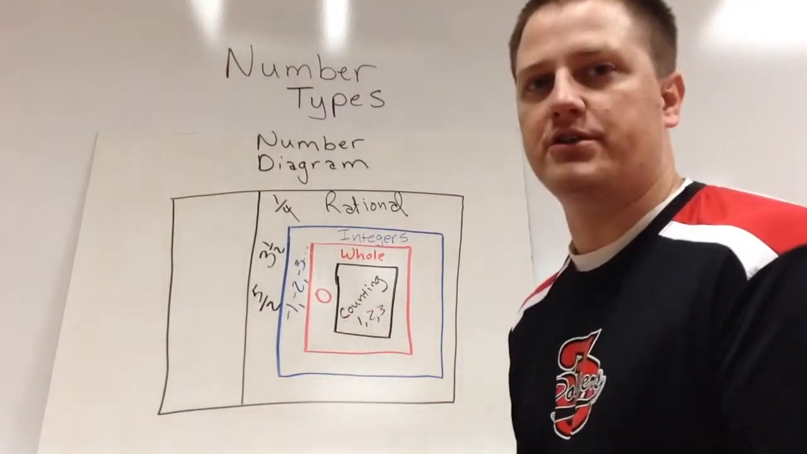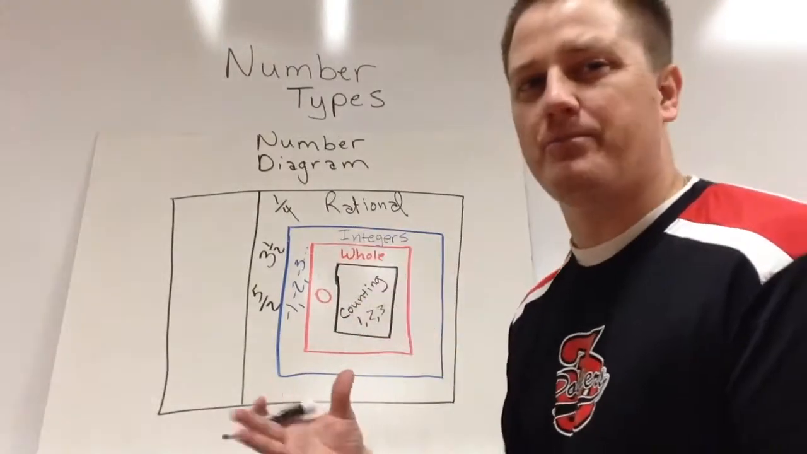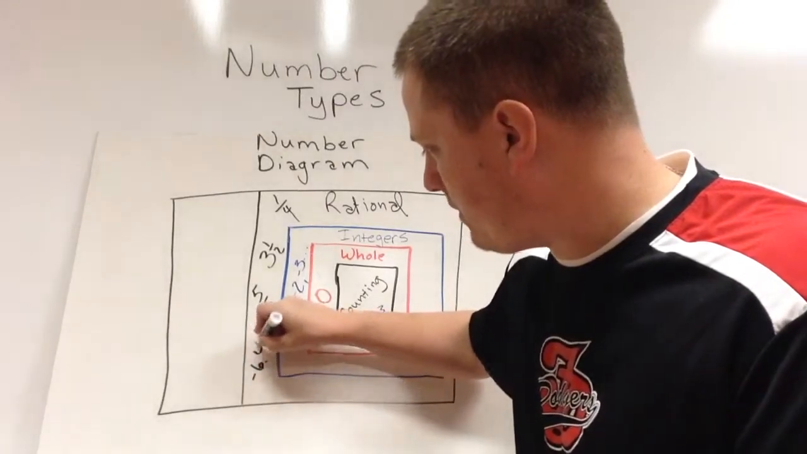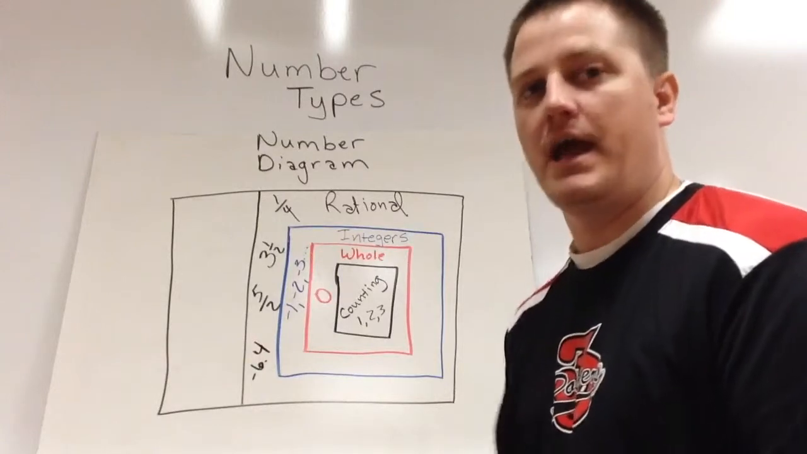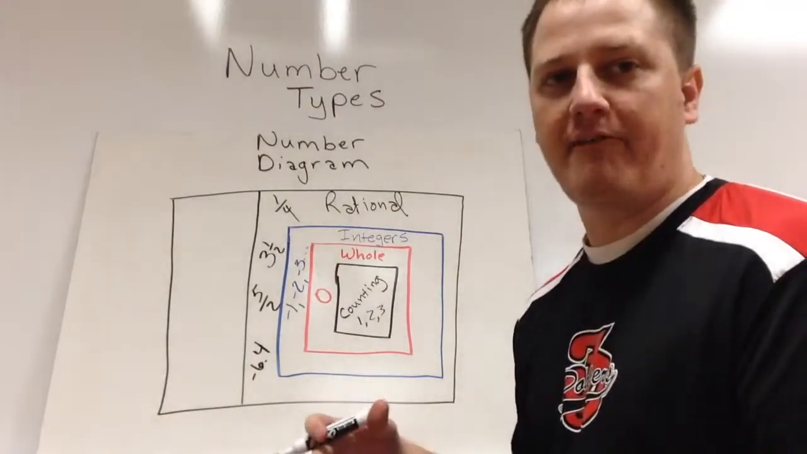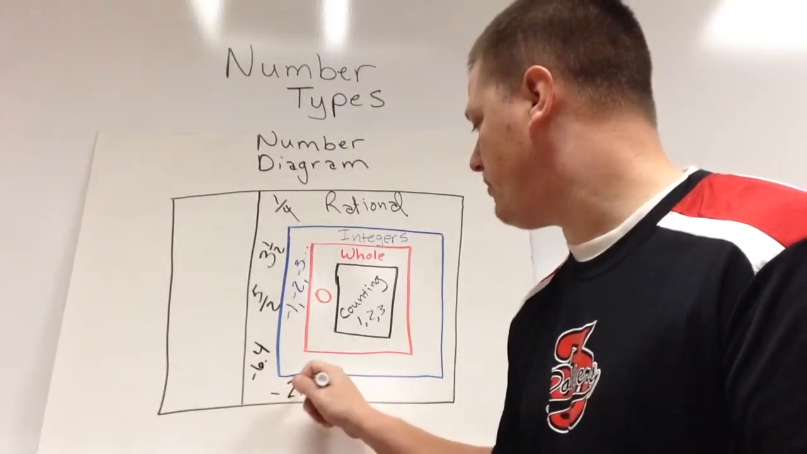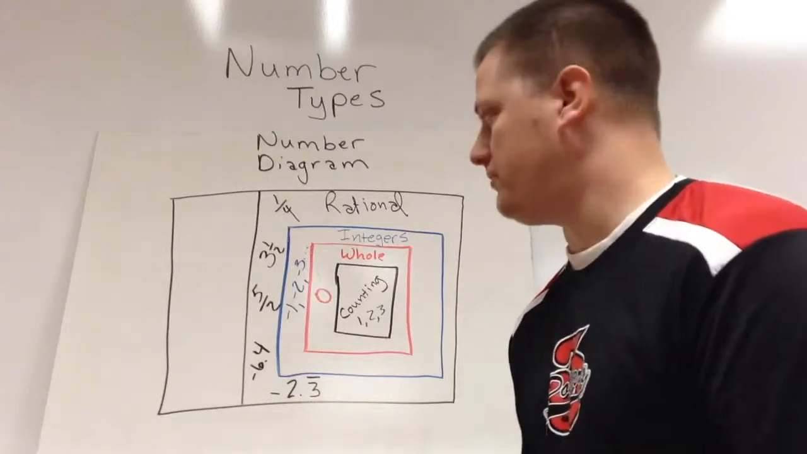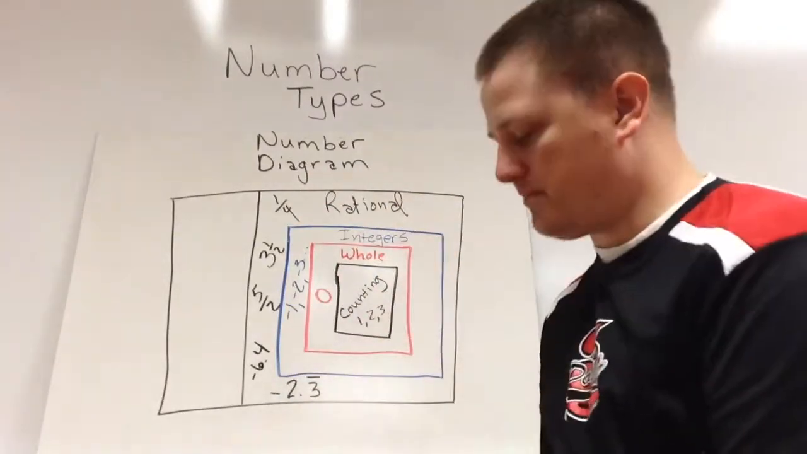The other thing with rationals is decimals can a lot of times be rational. So any decimal that stops, such as -6.4, notice the decimal places stop. That's considered rational. Any decimal that repeats forever, that's also considered rational, such as -2.3, where the 3 repeats forever. That would also be rational. So this is one side of the number diagram.